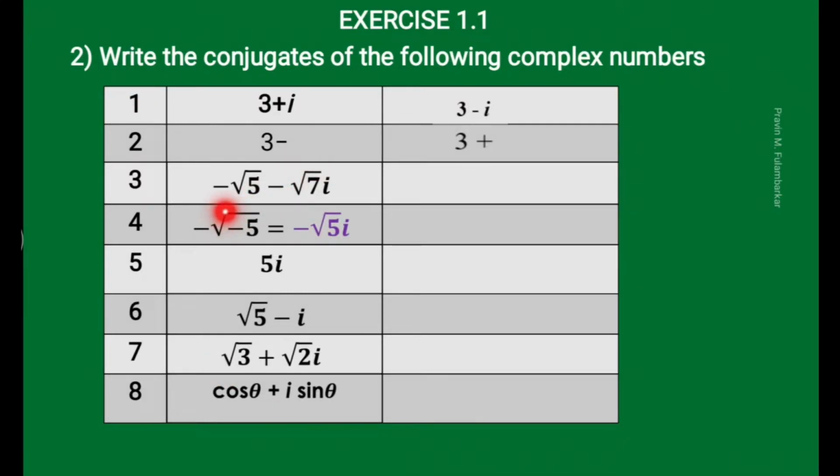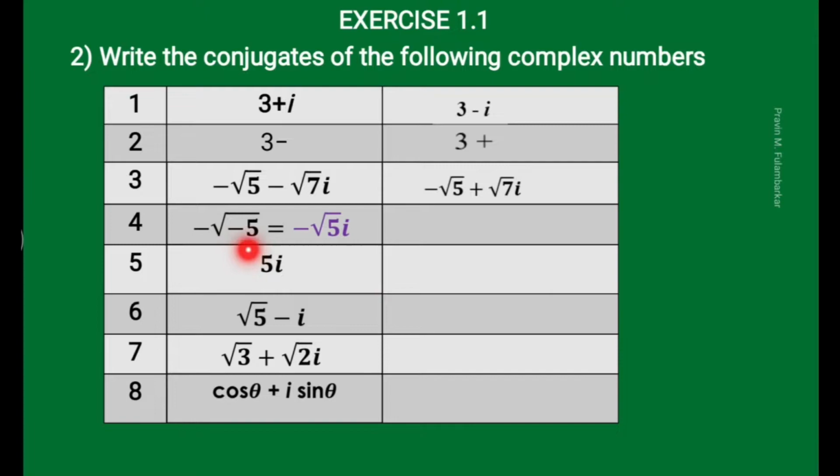Then third, minus square root of 5 minus root 7 into I. So we have to write this as minus root 5, and here we write plus for the conjugate. So for the conjugate we have to write minus root 5 plus root 7I. Now see question number 4.